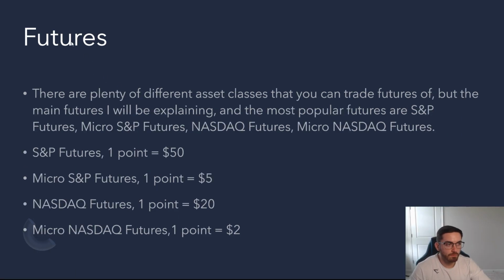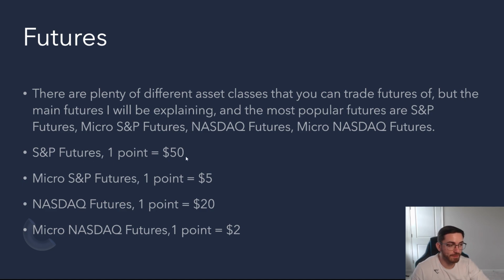So now, because most of us are going to be trading futures on the S&P 500 or the NASDAQ, I want to break down the point system. And again, there's plenty of different asset classes that you can trade futures on. As far as the S&P 500 futures, 1 point is going to equate to $50. So if the S&P 500 futures are trading at 5,300 and you go long, well, if price goes up to 5,301, you're going to make $50. If it goes up to 5,302, you're going to make $100, so on and so forth. Let's just say you go long at 5,300 and price drops down to 5,298. You're going to lose 2 points, which is going to be a loss of $100.